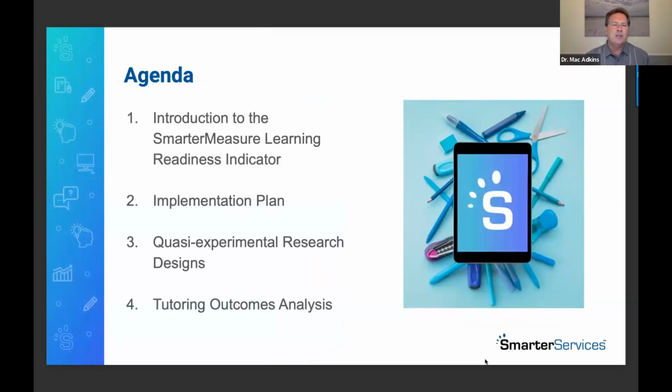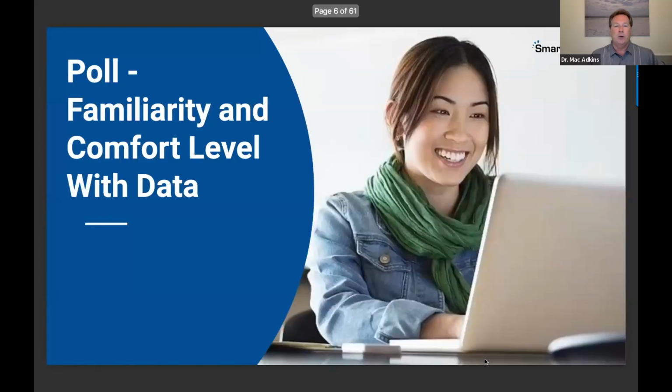So what we're going to do today, I'm going to say just a little bit about Smarter Measure and the constructs that it measures. Then I'll be turning it over to Michelle and Mary. They're going to talk about their implementation plan, both of Smarter Measure as well as their tutoring program, so that you can understand what they're doing with both of those. Then they're going to talk about their quasi-experimental research design that they used to do this analysis. And then they're going to share the results of that analysis about tutoring. So looking forward to hearing what they say there.